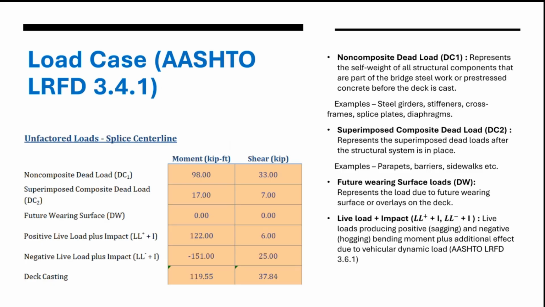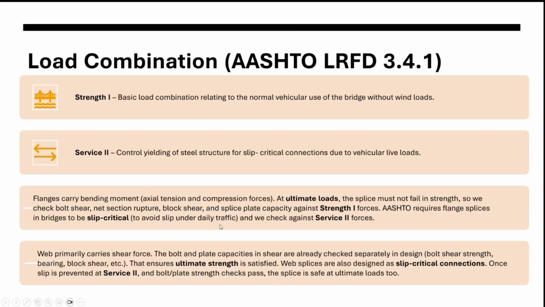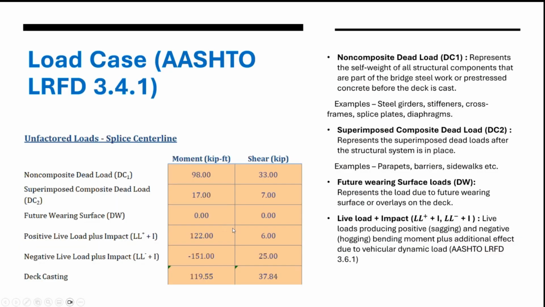There are various load cases used as per AASHTO 3.4.1. These are the load combinations used for our design of the splices for A301 to A306. The first one is DC1, which is the non-composite dead load. It represents the self weight of the structural components of the bridge or the steel work before it is cast. These are basically the steel girders, stiffeners, cross frames, splice plates, and diaphragms.